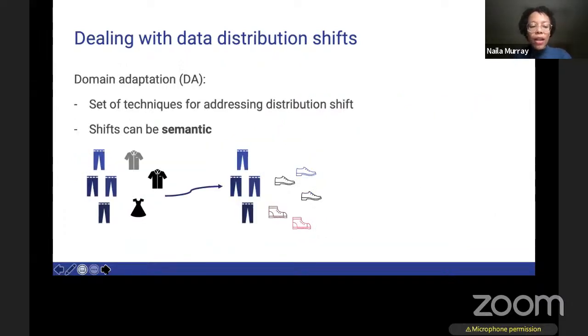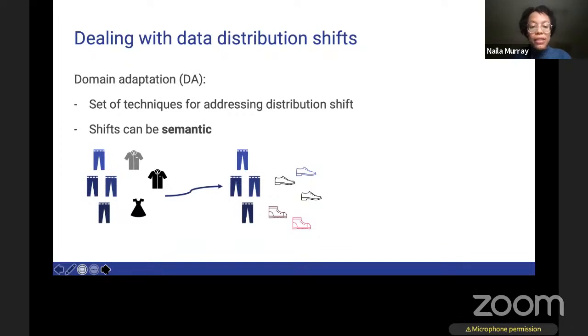So there's a large body of work around techniques called domain adaptation techniques. This is a set of techniques for addressing exactly this problem, right? Distribution shift. And these distribution shifts can be in a variety of ways, as I was mentioning before.